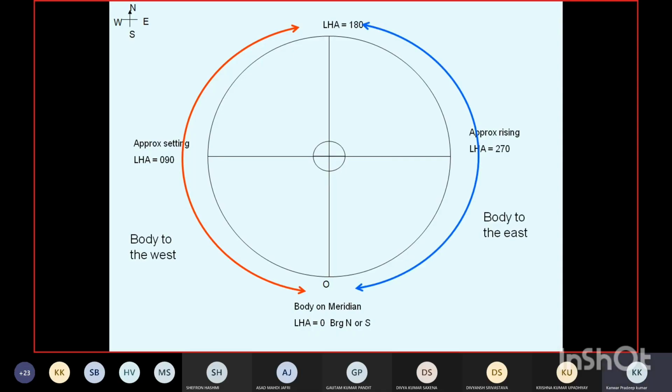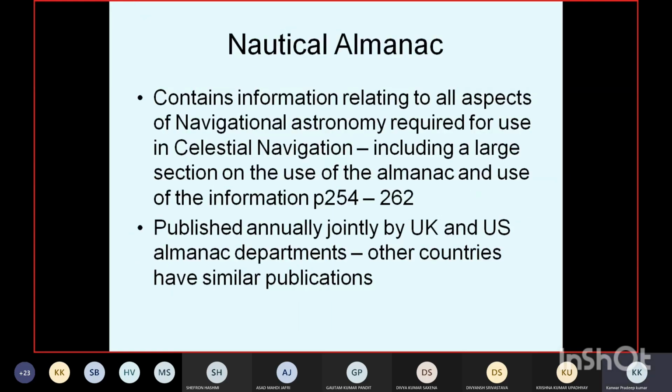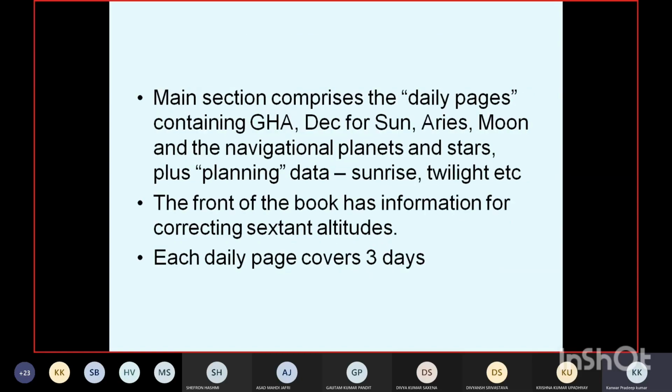If the LHA is between 180 and 360 degrees, then the body lies to the east of the observer. Don't confuse longitude with this. We are just saying the body is lying to the east or to the west of the observer, depending upon the LHA. So I hope you have followed whatever I have been trying to say today.